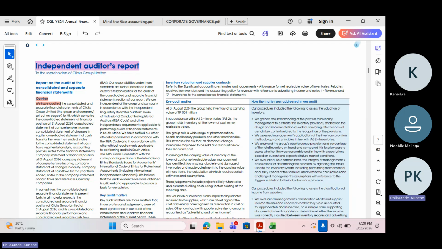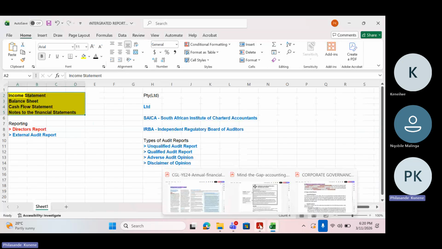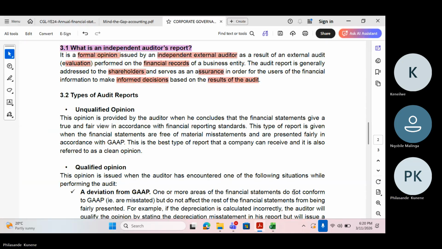So that's why we perform an audit, because we want to advise the shareholders. The audit opinion that we're going to issue will go straight to the shareholders. However, not only the shareholders, even the outsiders. The banks, if we want to go and borrow money from the bank, will have to check our financial statements. The bank will have to check the auditor's report before they can lend us that money.